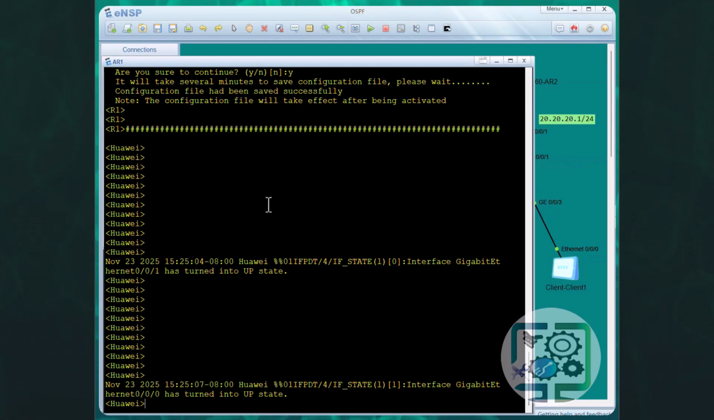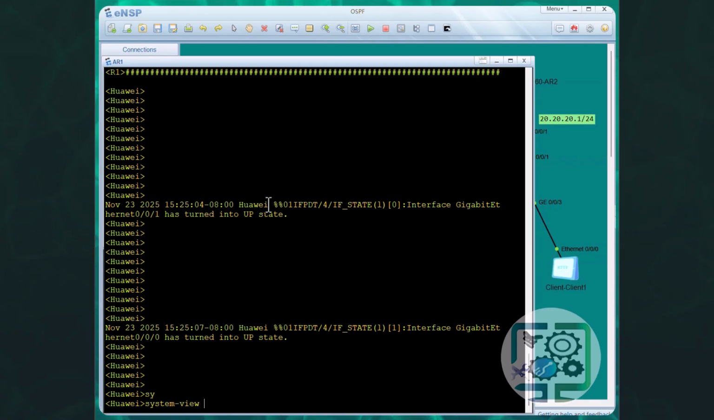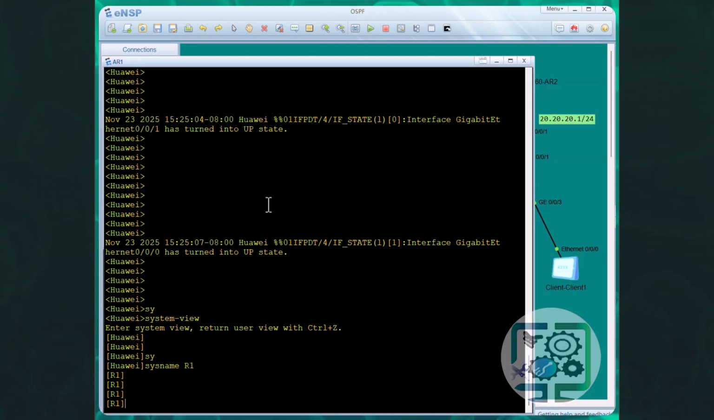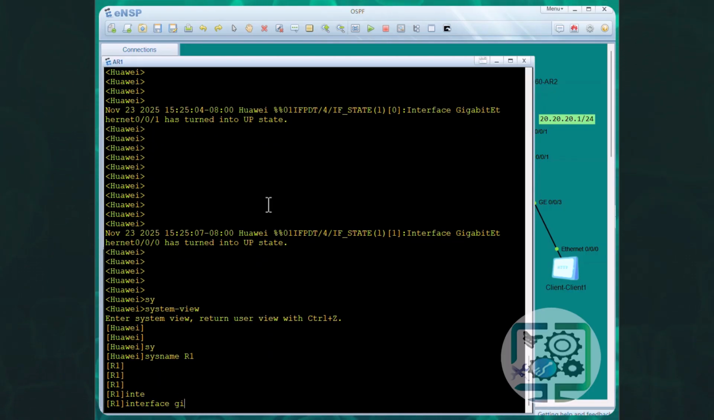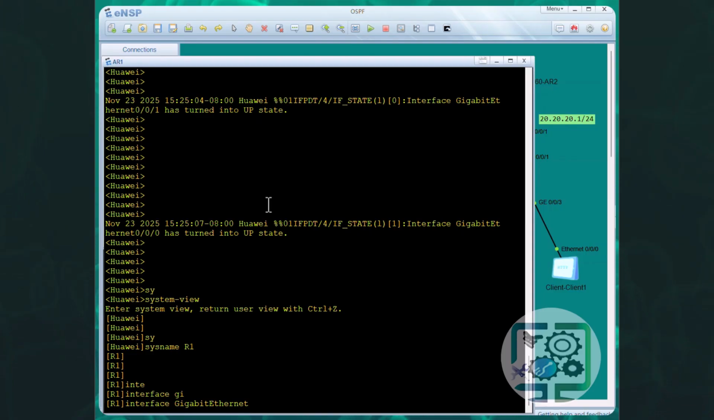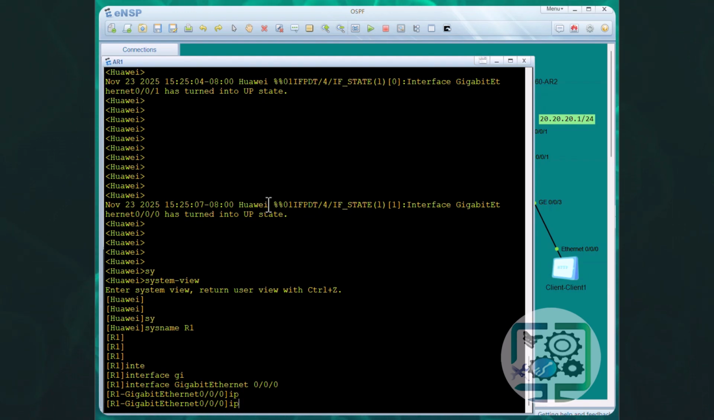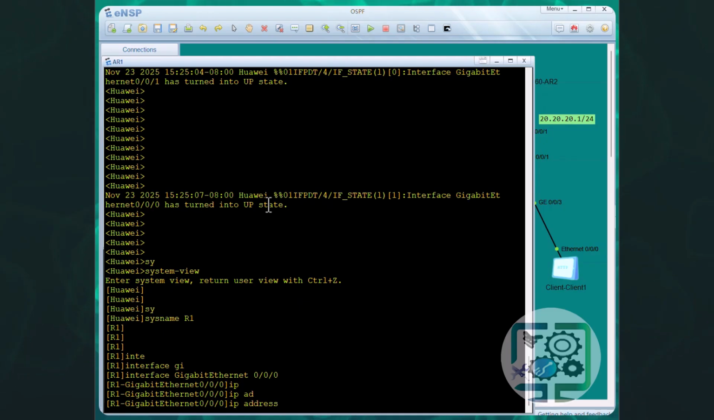Now first of all we will configure router 1. We will go to system view, configure sysname R1, and configure the interfaces on this router and their IP addresses. First we will configure 0/0/0 and its IP address. This is the uplink interface connected to router 2, and the IP address will be 192.168.10.1 and its subnet mask. We can also type the subnet mask bits.